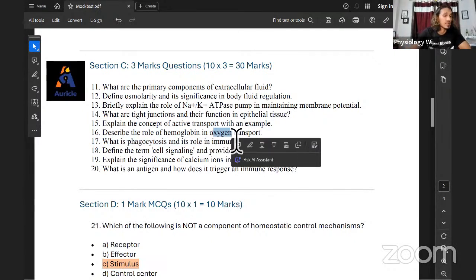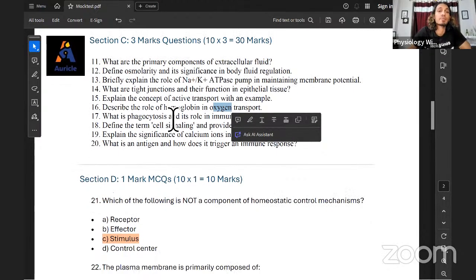Okay, so it becomes very simple. You just draw 2 diagrams, one describing your Bohr effect, the other describing your Haldane effect, and that'll be more than sufficient for this. Okay.